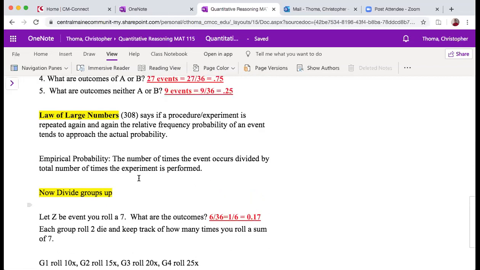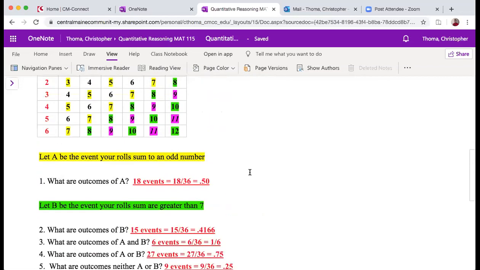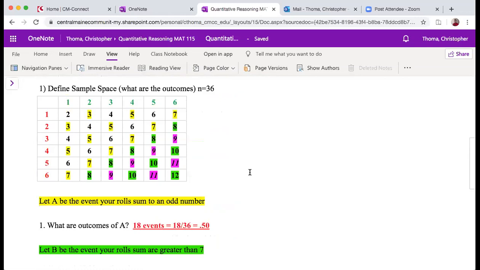So that is kind of what these are. If we come back to our table, which takes us back to, I think it's chapter 3 when we did set notation, right? This is what we talked about last class, just a quick refresher. The outcomes of A: if A is the event you roll an odd number, there's 18 numbers, so 18 over the total of 36.